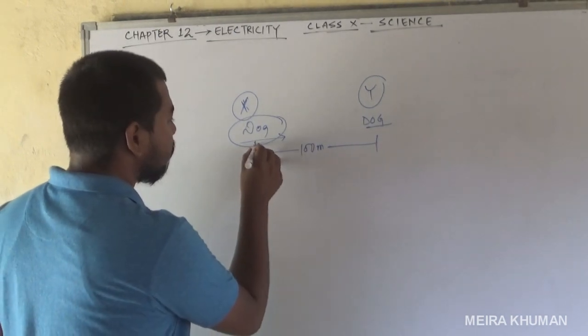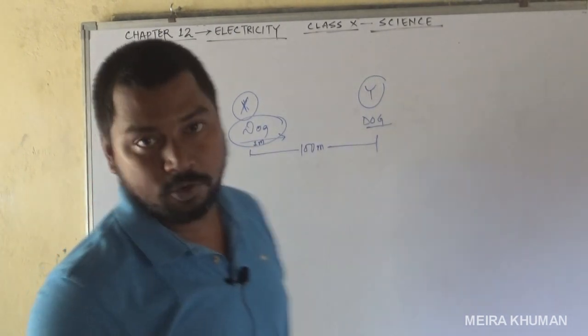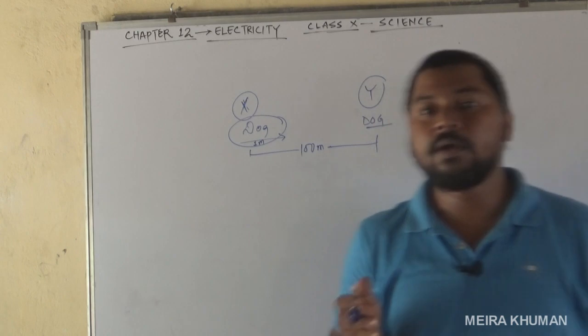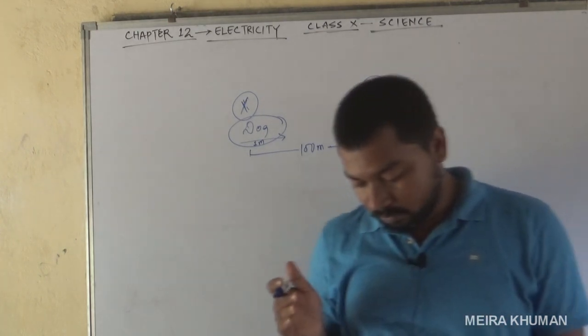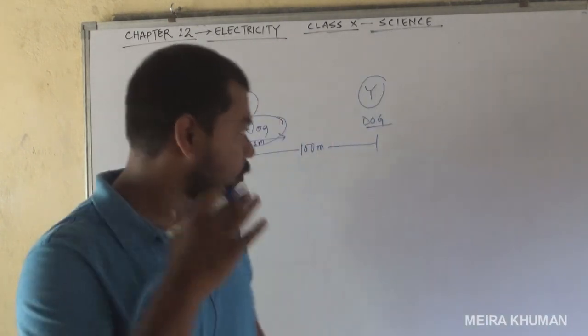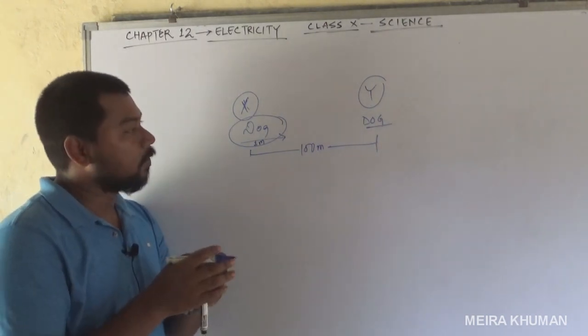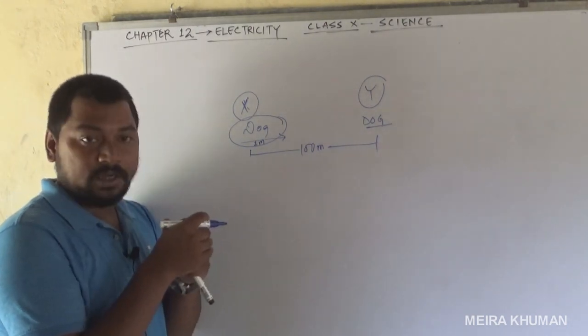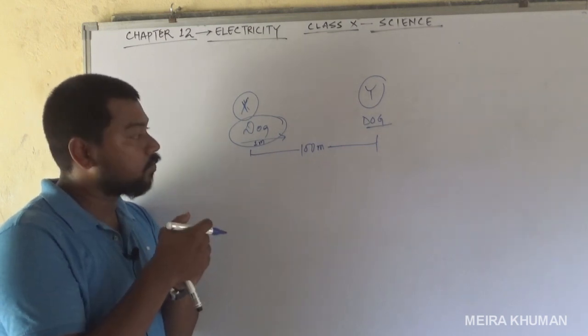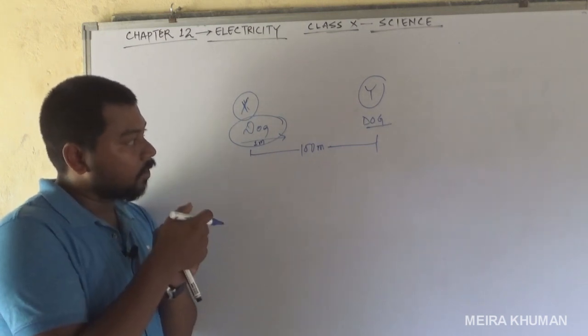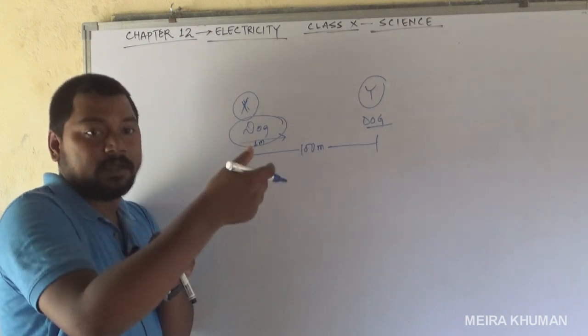1 meter. Let the length of that particular dog be, suppose, 1 meter, although in general dogs are not 1 meter in length. So we are supposing here that the dog is a German Shepherd. Okay, so the distance between the point x and y is how much? 100 meter, and the length of the dog is how much? 1 meter.